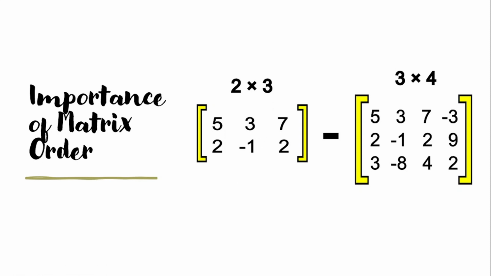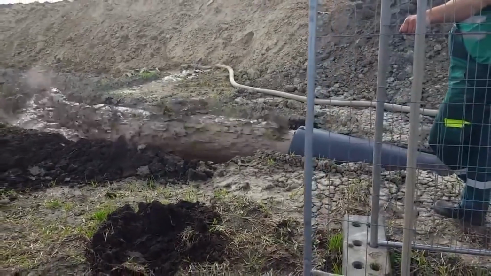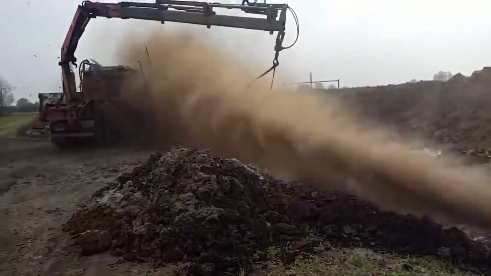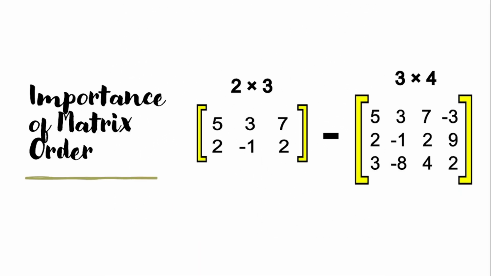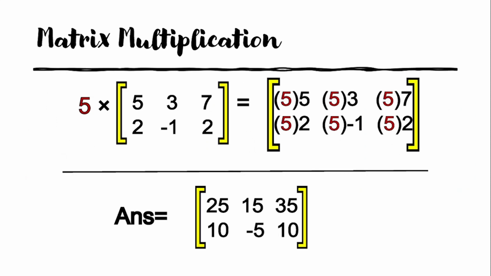Trying to add a 2 by 3 matrix and a 3 by 4 matrix is like trying to shit in the sink. It doesn't work that way. Don't shit in the sink. Please don't.